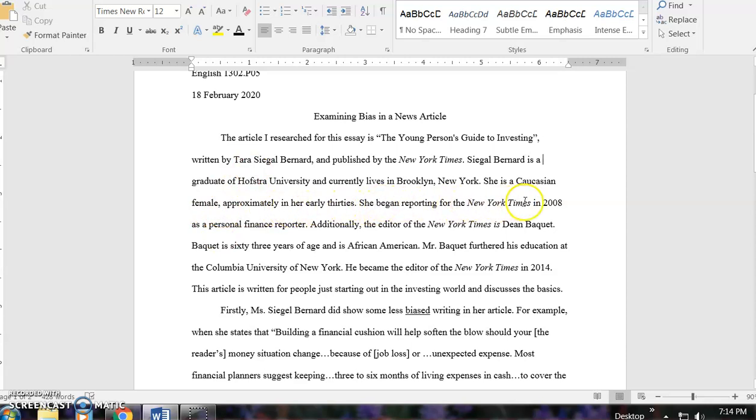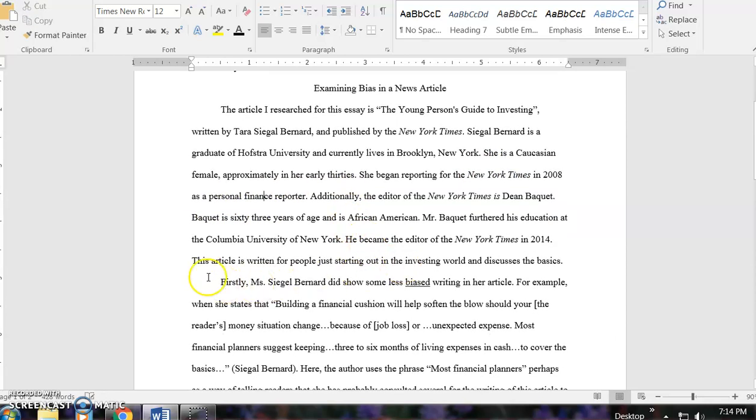She began reporting for the New York Times, again, this is italicized, in 2008 as a personal finance reporter. So is that what she writes about? And we do find out in a minute that yes, she does. She talks about investing. So obviously we've already established her as an expert on what it is that she's talking about because she's a personal finance reporter.